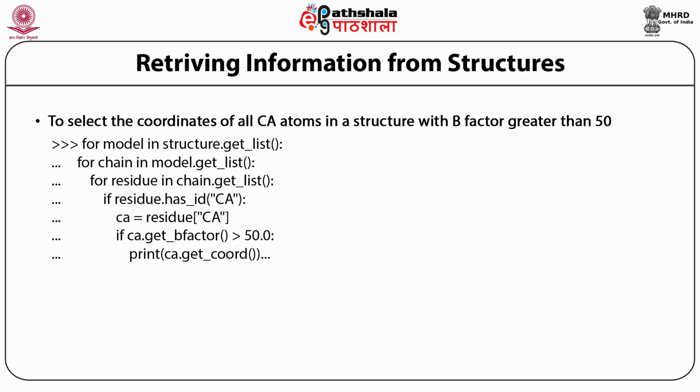If the residue has_id CA, if it has a CA atom, then ca is equal to residue CA, and then I put the if construct. If ca.get_bfactor is the method that gets the B factor of that particular C alpha atom. It gets the B factor and checks whether it is greater than 50, so I say greater than 50 followed by a colon. That is the usual Python convention: if statements and for statements should be followed by a colon. If there is a CA atom which has a B factor greater than 50, it goes into the if construct and prints that particular CA's coordinates. The coordinates can be obtained by ca.get_coord with empty brackets.